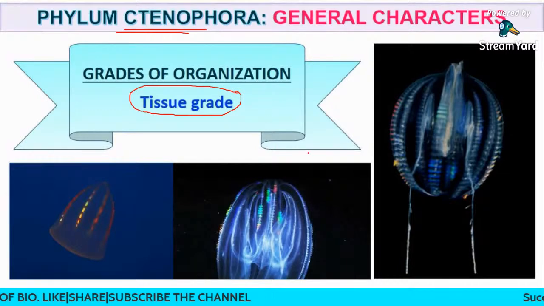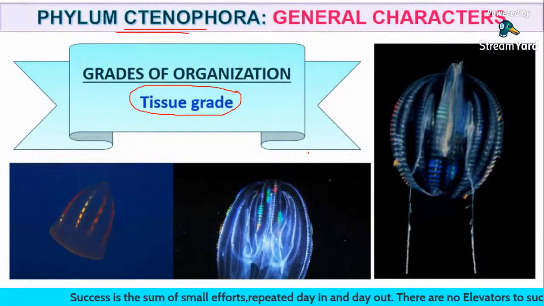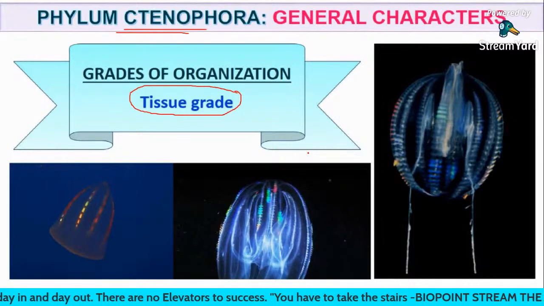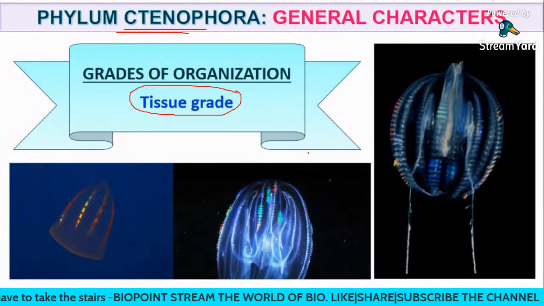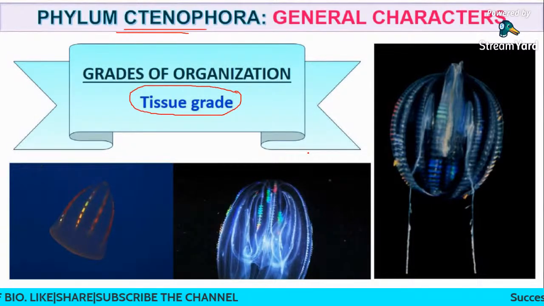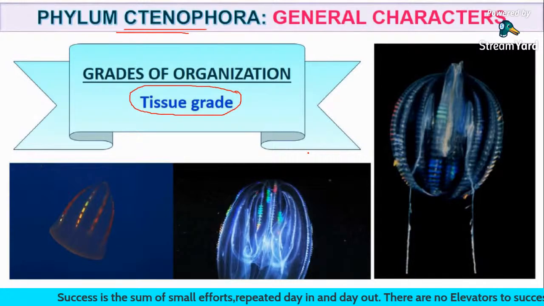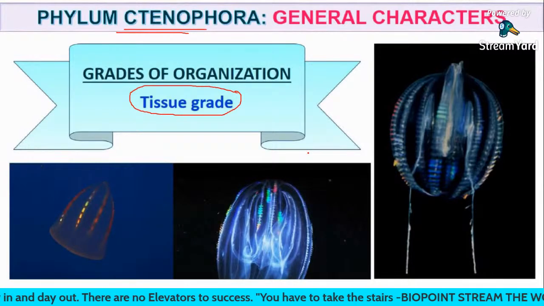Look, guys, you might have seen this but not noticed it. Once or twice you may have been to the beach or lakeshore or seashore in the evening, during the night around 9 or 10 p.m. At that time you may see the water in a blue color, a small glittering effect, and in certain places you might have noticed lights being emitted. They all come from this particular phylum, the Ctenophora. It is a particular organism belonging to the Ctenophora that emits light, and we observe this blue, red, yellow light.